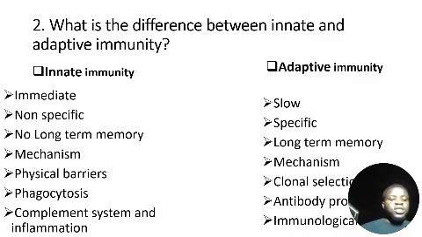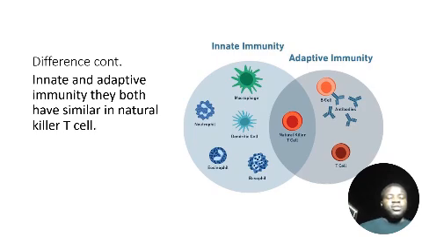In innate immunity, they use the complement system and inflammation, while for adaptive immunity there is the immunological response. Here is the comparison between innate and adaptive immunity, where adaptive immunity has B cells, antibodies, and T cells, while innate has macrophages, neutrophils, dendritic cells, eosinophils, and basophils. Both innate and adaptive immunity share natural killer cells.